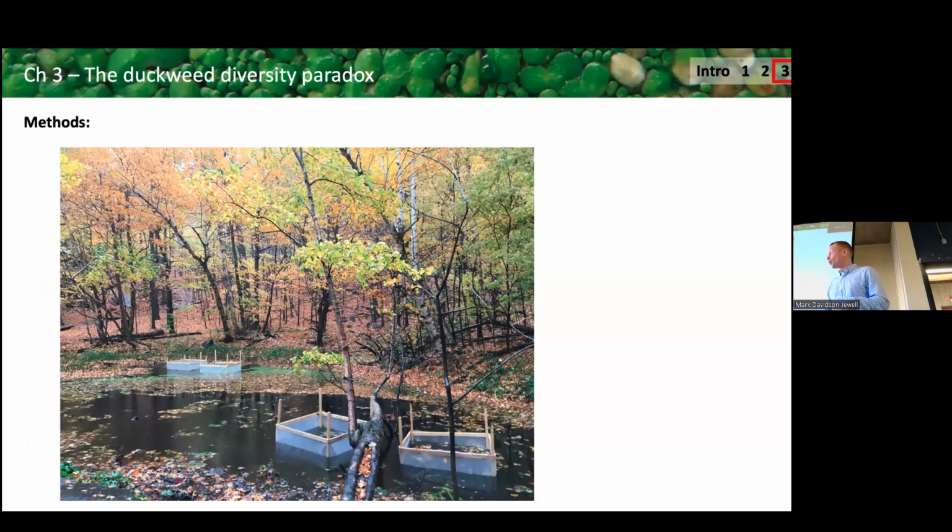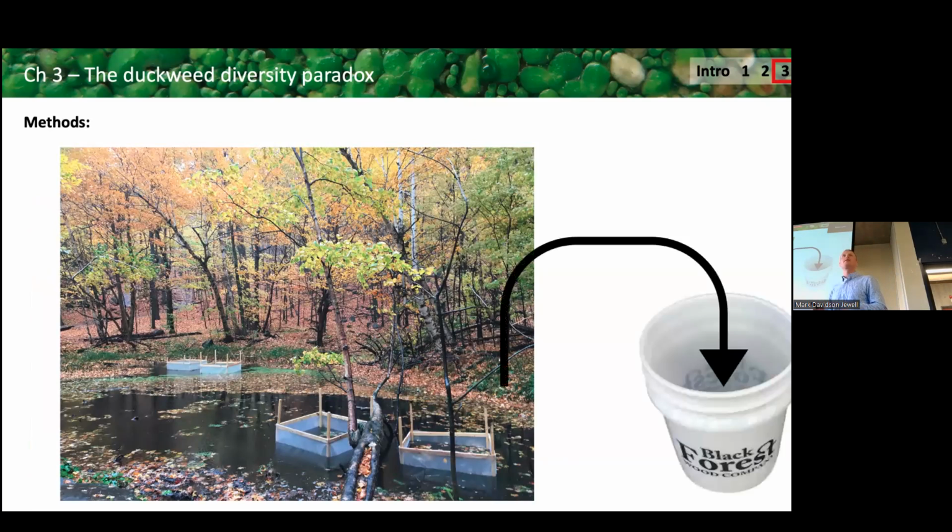Also, to control for immigration, we covered 2 of the enclosures. And then also to control for reproduction, every time we sampled in the spring, we took some fronds and pond water out of the pond into a few replicate buckets on the side, and measured rates of population growth.